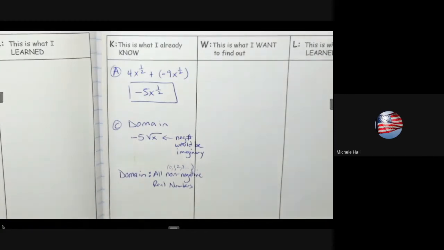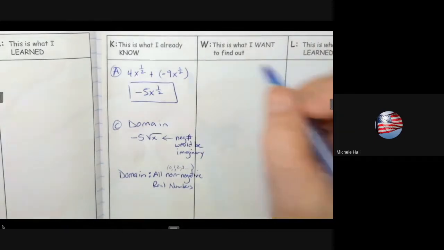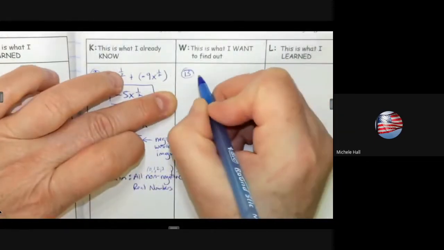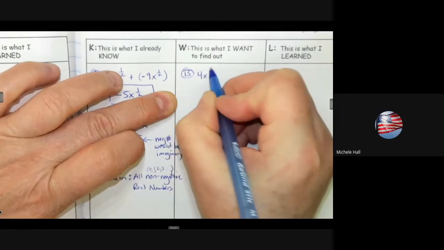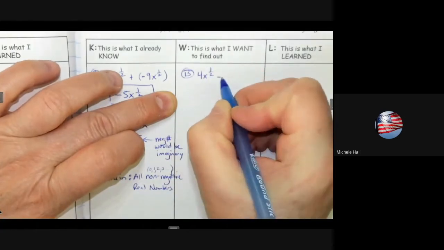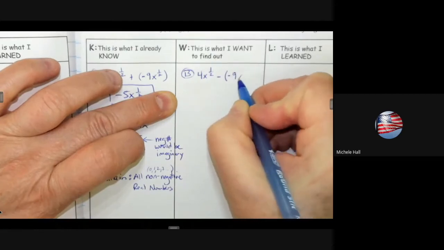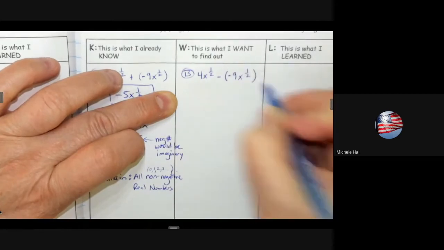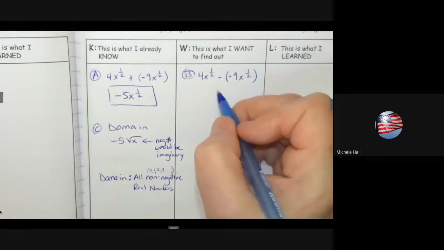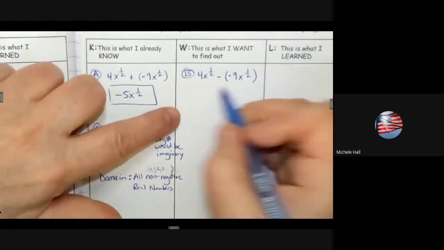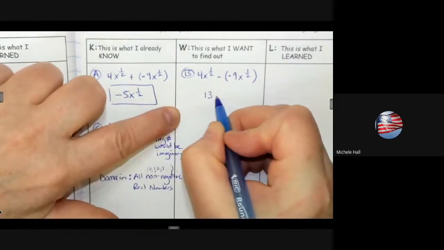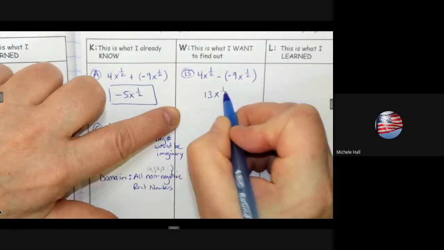How about f of x minus g of x? F of x minus g of x. So that's 4x to the 1/2 minus g of x. Watch out for those double negatives. And here we get 4 plus 9, so that would be 13x to the 1/2.